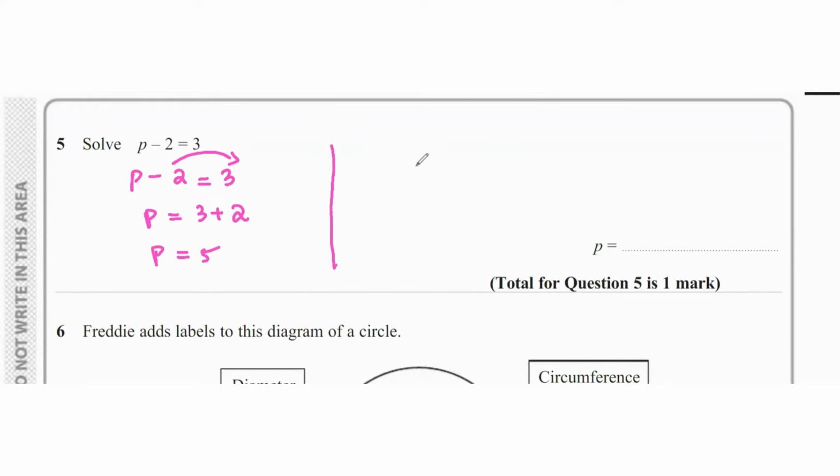Alternative method is that we can get rid of the -2 with p by adding 2 on both sides. So when we add 2 on both sides, we get p equals to 5, same thing. So both methods give the same answer, but whatever method you're comfortable with, just use that.